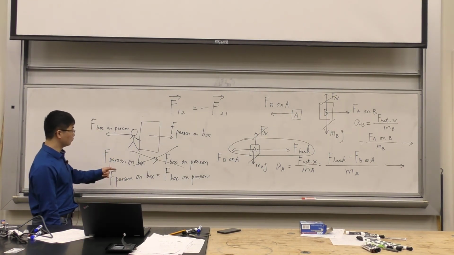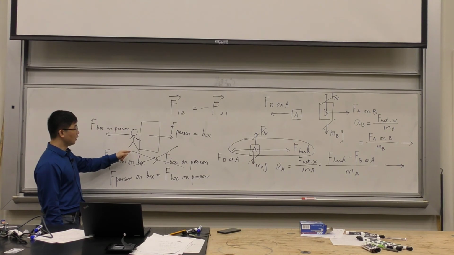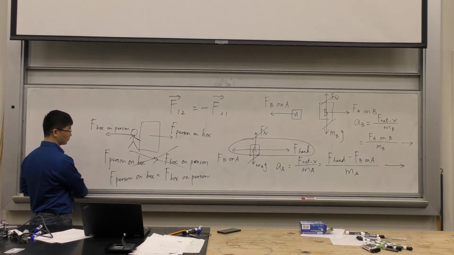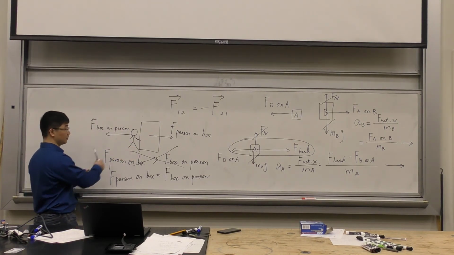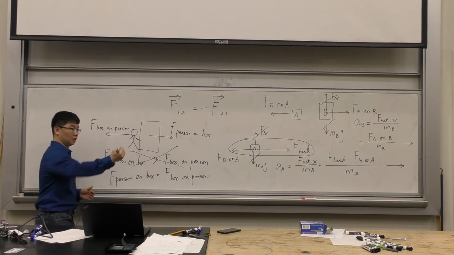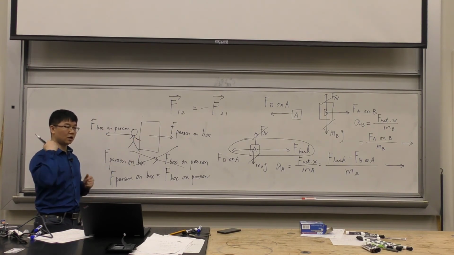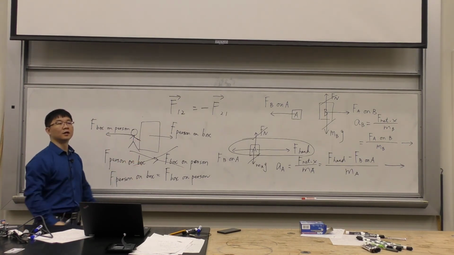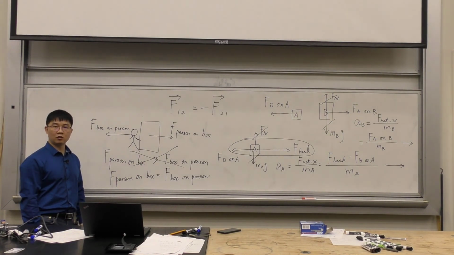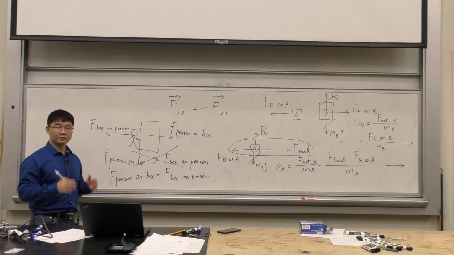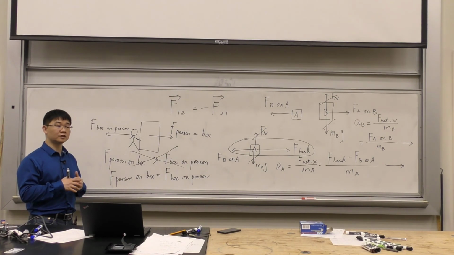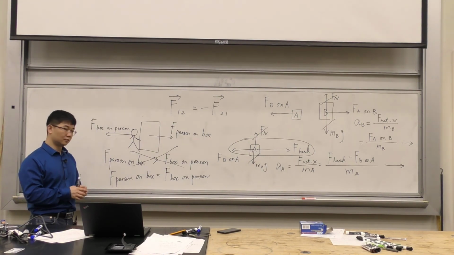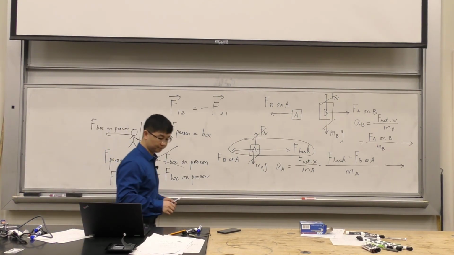Then what is the reason the person also goes in that direction? If there's a force from the box on me pushing me back in this direction, how come I'm still moving with the box? Again, have you considered all the forces on the person? Have you considered all the forces so you can decide the direction of the movement of this person? Let's draw all the forces on the person.